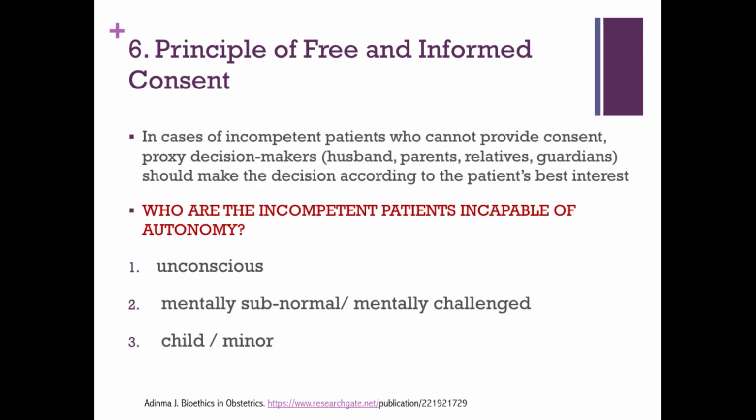In cases of incompetent patients who cannot provide consent, proxy decision makers, that is the husband, the parents, the relatives, or the guardians, should make the decision according to the patient's best interest. So who are the incompetent patients incapable of autonomy? There's the unconscious patient, the mentally subnormal or the mentally challenged patient, and the child or a minor.